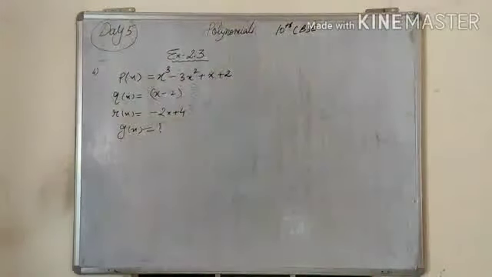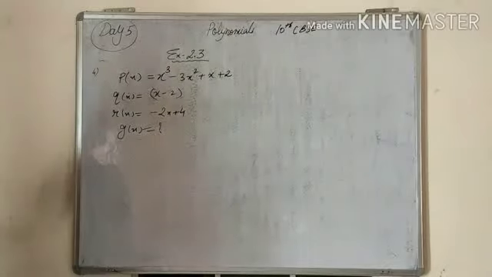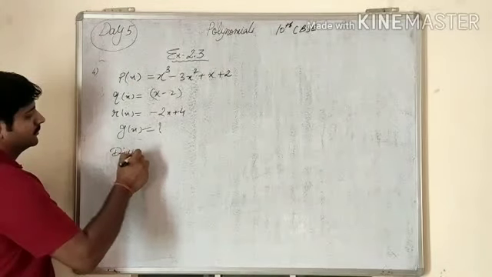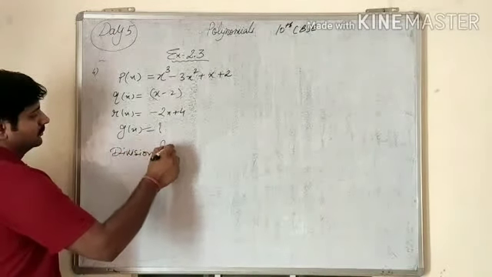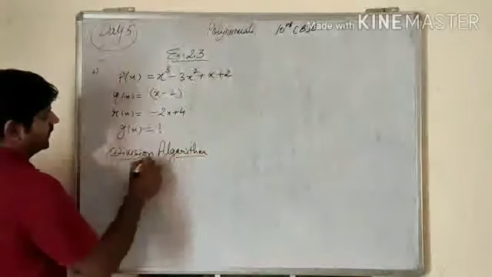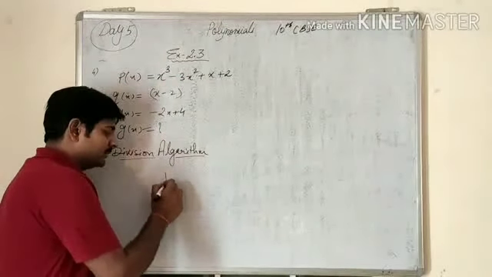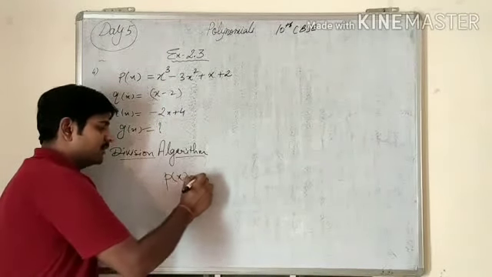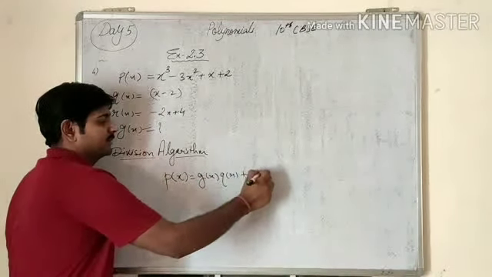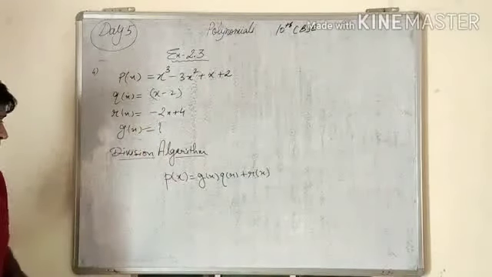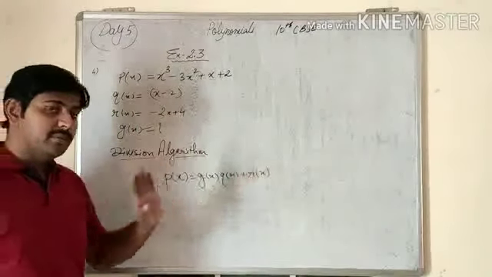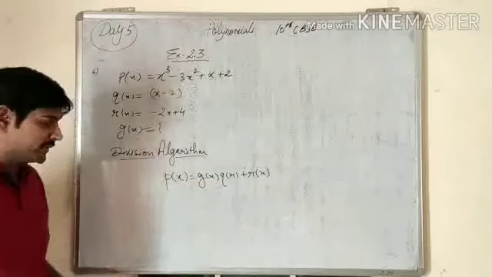For this question we need one formula. That formula is so simple, the division algorithm that we can use. In this, there is a formula: p(x) equals g(x) multiplied by q(x) plus r(x). This is the formula. First of all, we will shift p(x), q(x) and r(x), then we will get the value of g(x).